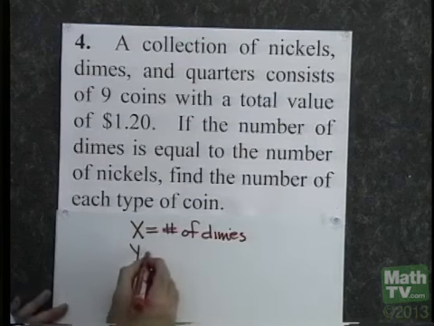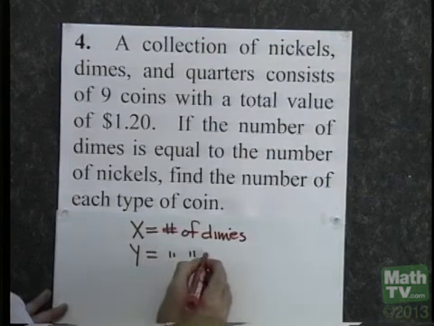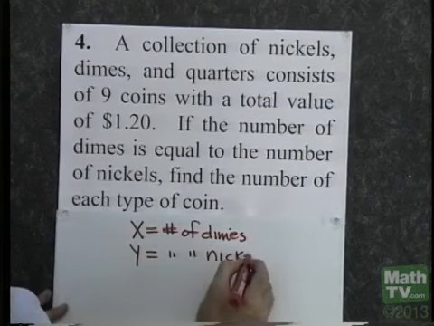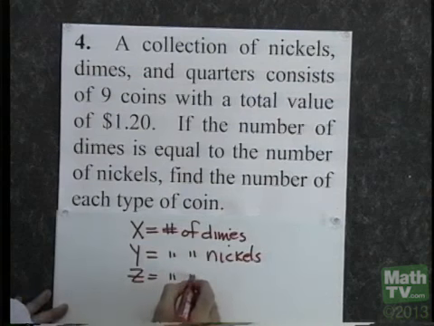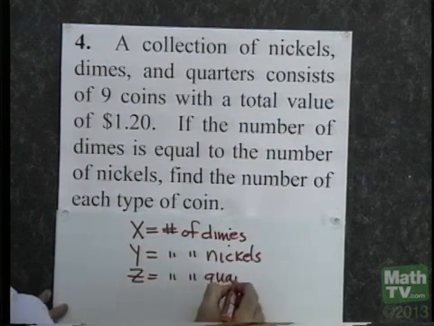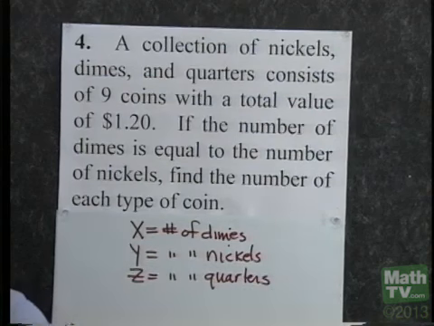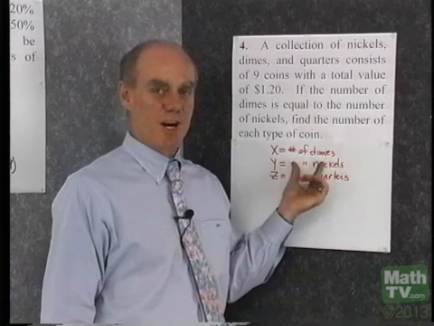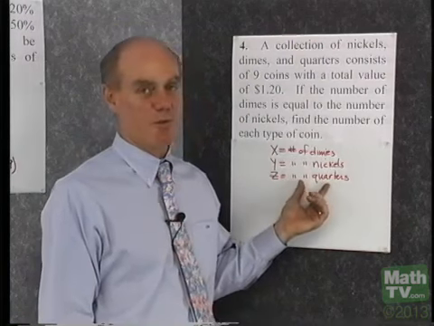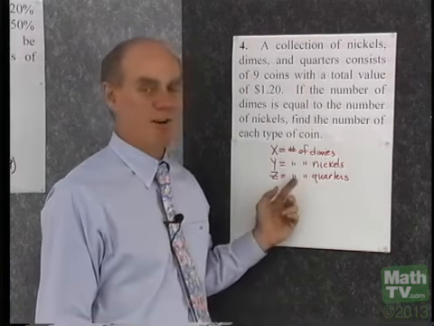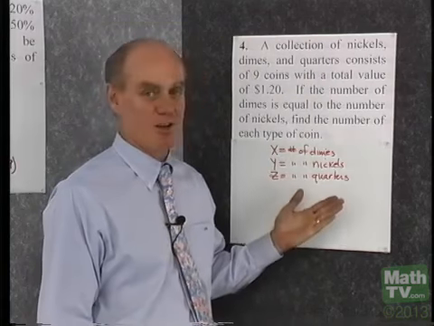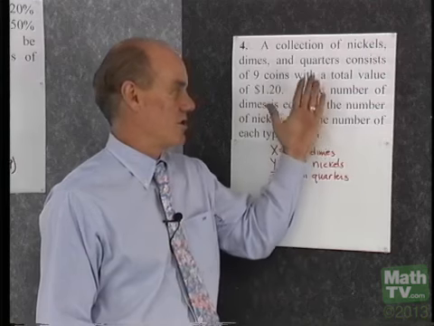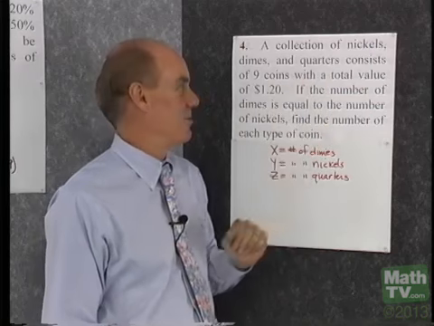Then I'll let Y be equal to the number of nickels, and Z will be equal to the number of quarters. So X is the number of dimes, Y is the number of nickels, and Z is the number of quarters. Now I want to go back. I have 3 variables right here, so I need 3 equations that together will produce a system of equations that describes the situation written in this problem.